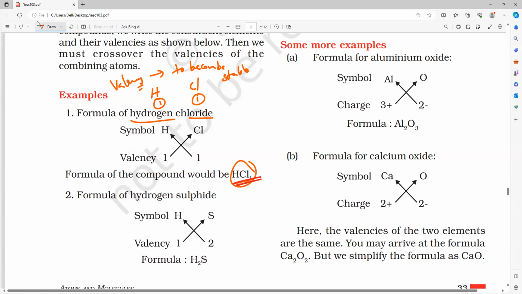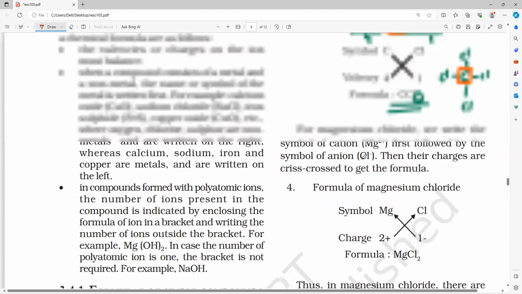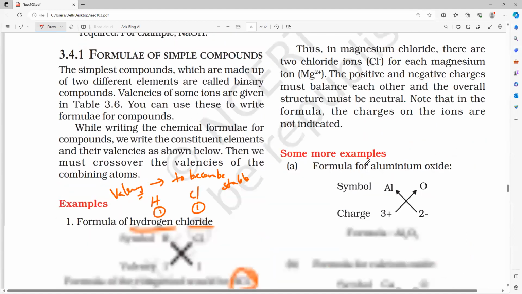Hydrogen chloride, remember. Next, hydrogen sulfide, which I already taught in the last chapter, with the rotten egg smell. Symbol is H, sulfur is S. Valency is 1 and valency is 2. All of you remember, it is not an ionic compound. What compound is it? Covalent compound. Understood, everybody? So what is the formula? Criss-cross method, H2S. Everything understood? Yes, sir.